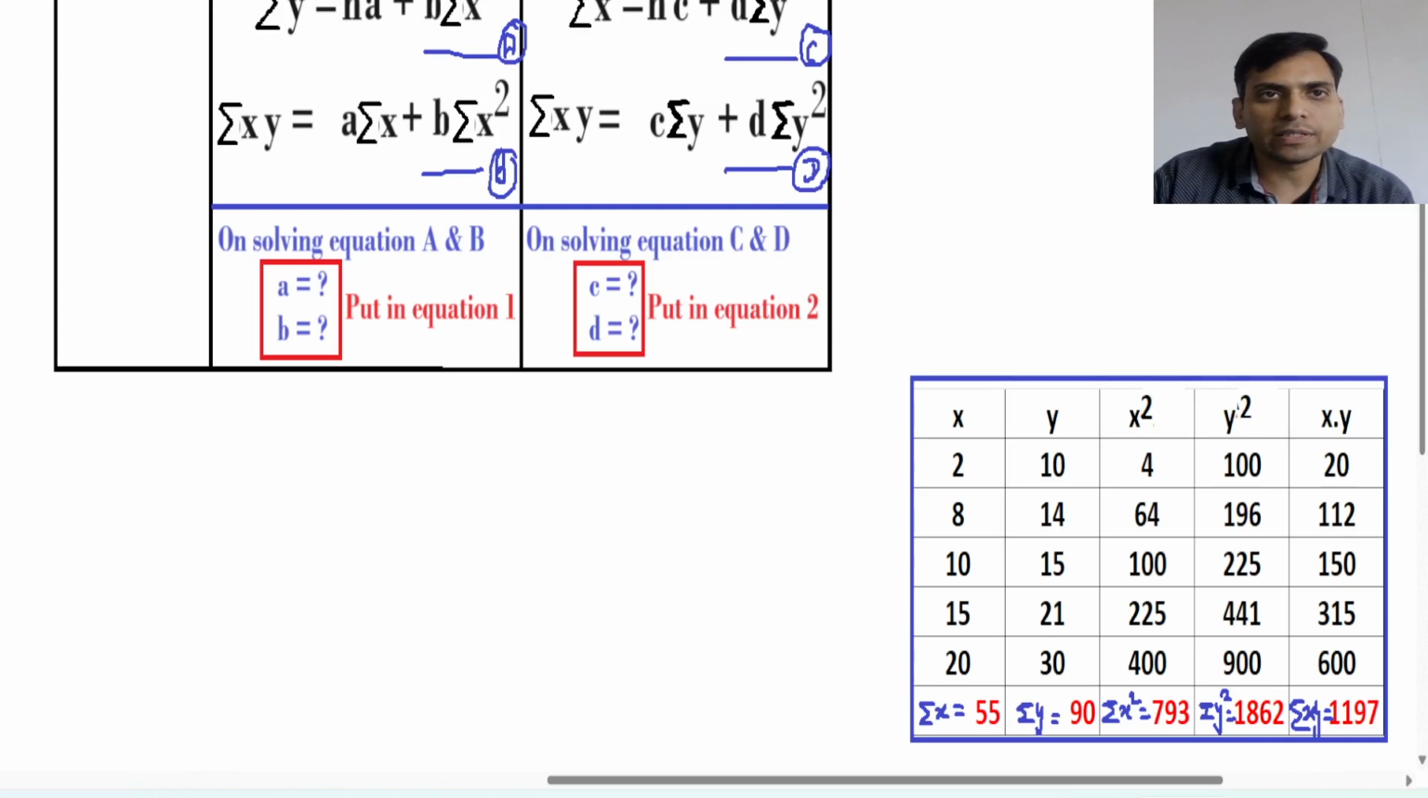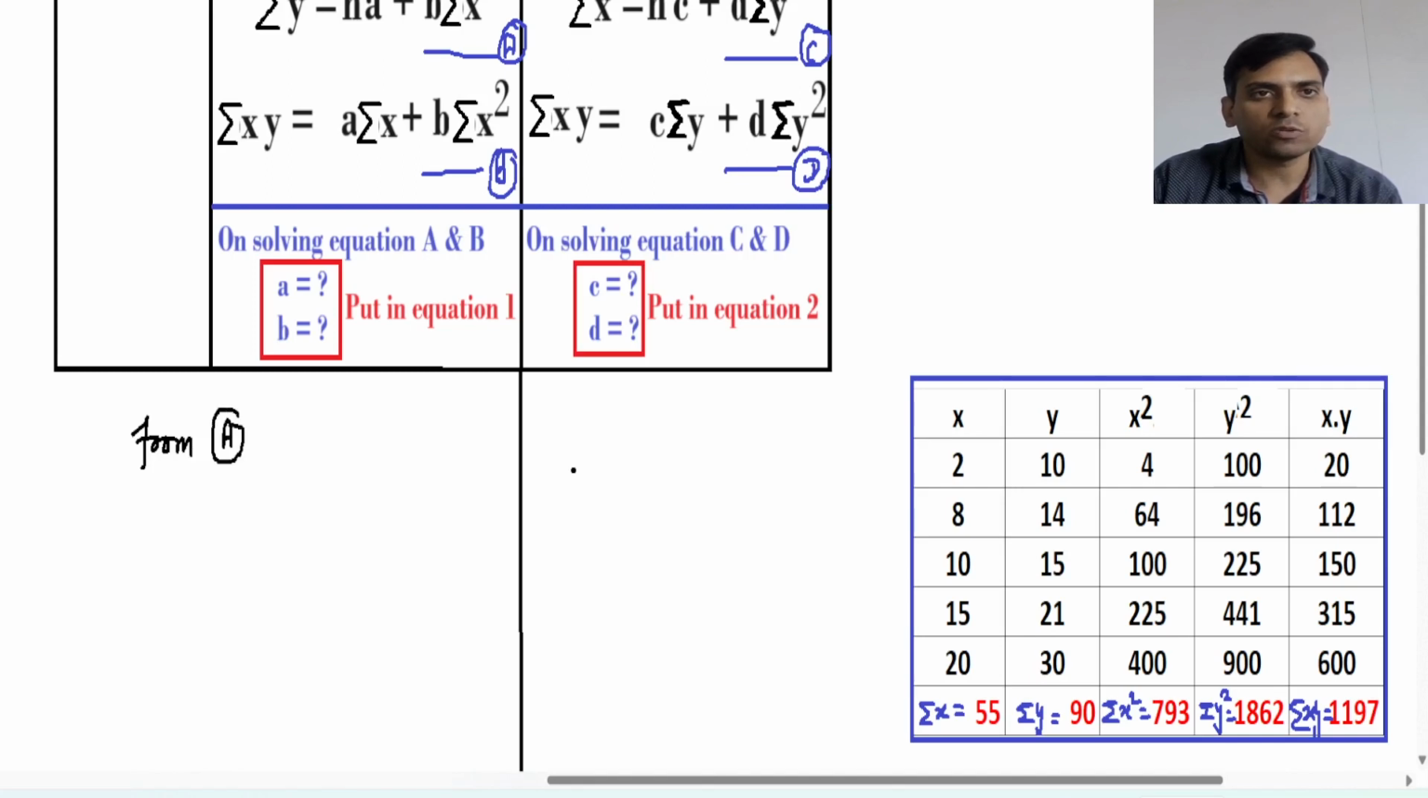So in this side we are solving for A and B. First, this equation A. From equation A we are putting values. Summation y is equal to 90, so we will put 90 here, and this is nA. Here number of observations: 1, 2, 3, 4, 5, so 5 observations are there. So we will put 5A plus B summation x. Summation x is 55, so we will write this as 55B.